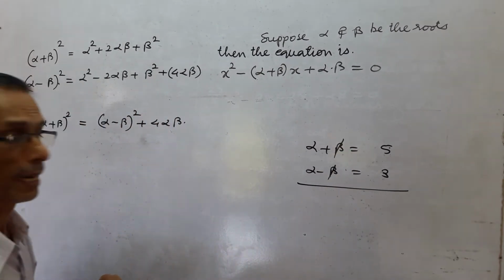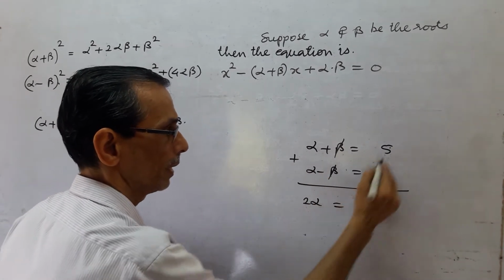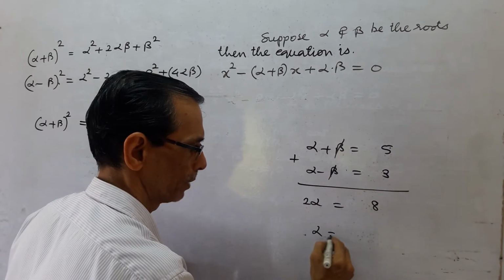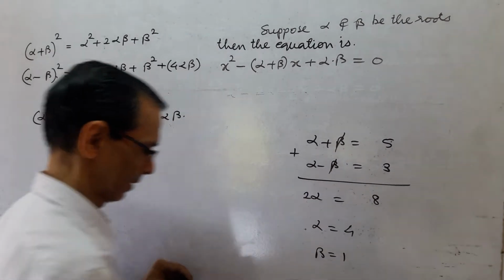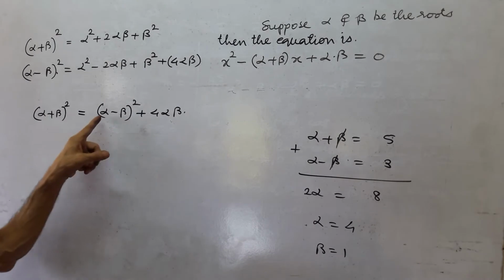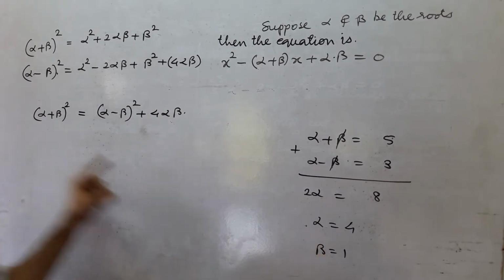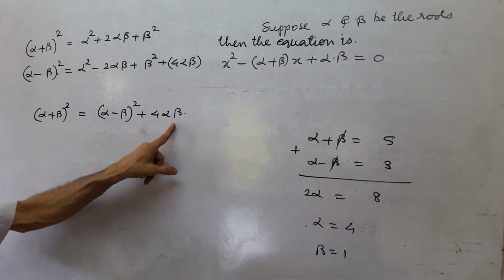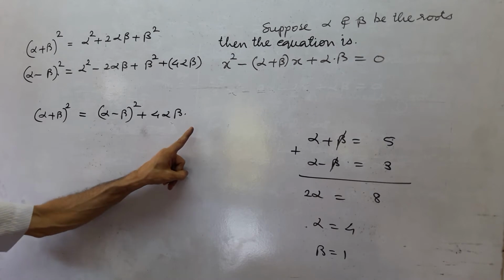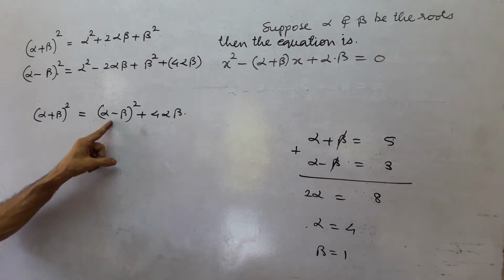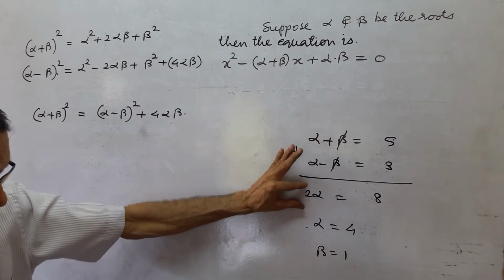Now see here, by adding both we get 2 alpha is equal to 8, and alpha is equal to 4. Once we get alpha equal to 4, then beta is equal to 1. In this way, you can get alpha and beta separately. So once again, keep in mind that whenever they give you alpha plus beta and alpha into beta, we can find alpha minus beta using this formula. And once we get alpha minus beta, then on adding alpha plus beta and alpha minus beta, we get alpha and beta separately.